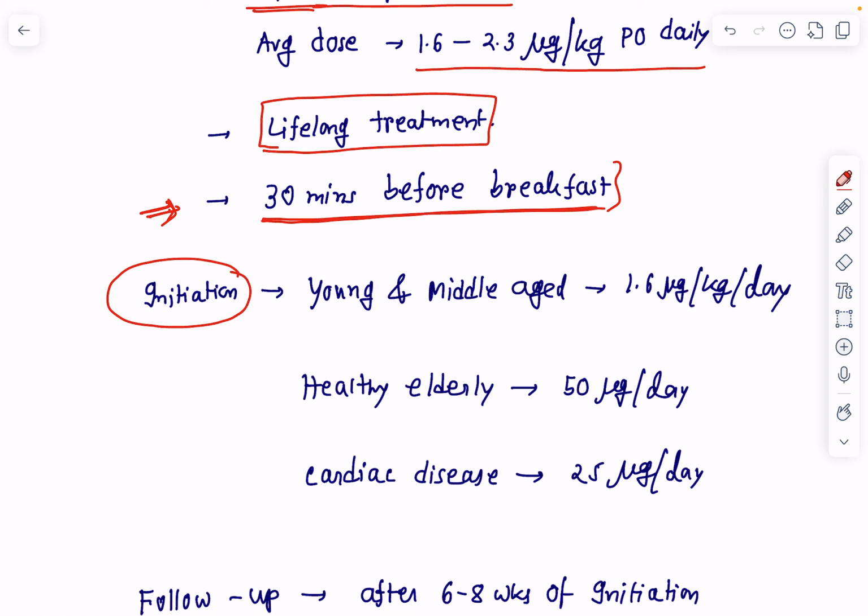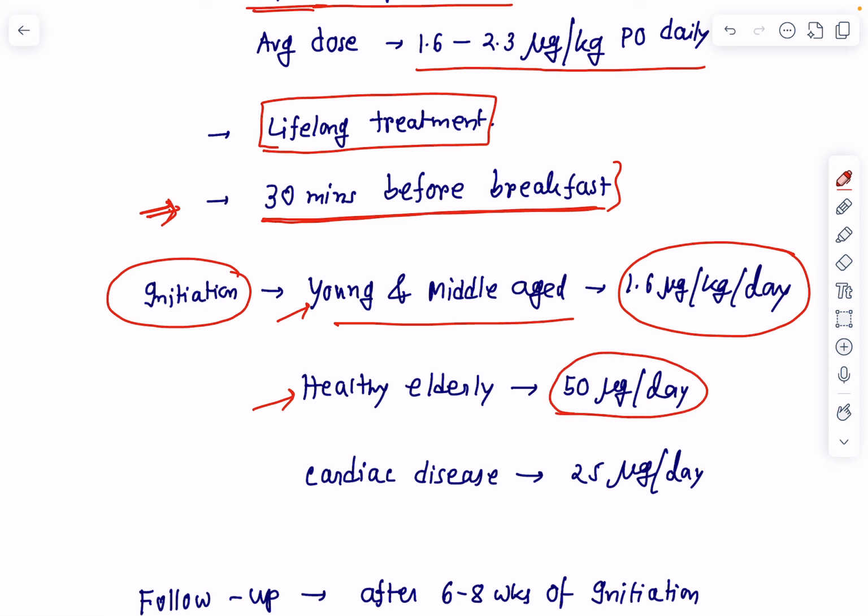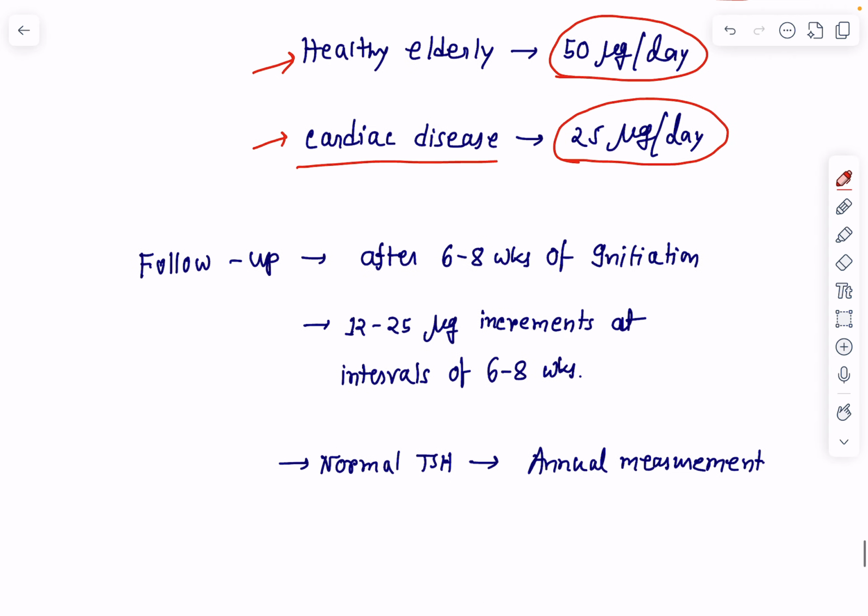Initiation of thyroxine. How do we initiate? At what dose do we initiate? For young middle-aged people with hypothyroidism, we usually initiate at a dose of 1.6 microgram per kg per day. For healthy elderly, the starting dose is a little lower. We usually start with 50 microgram per day. And for people with cardiac disease, we start at a still lower dose, that is 25 microgram per day, and we observe the patient for any deterioration of cardiac disease.